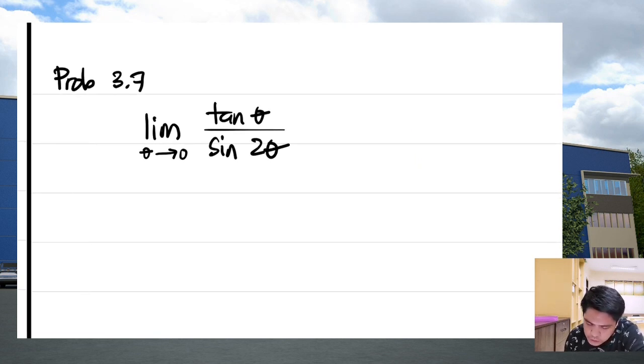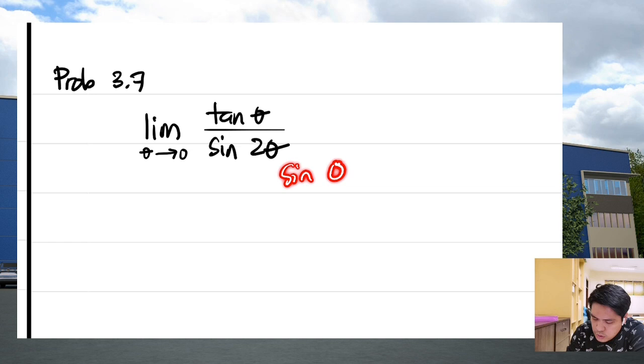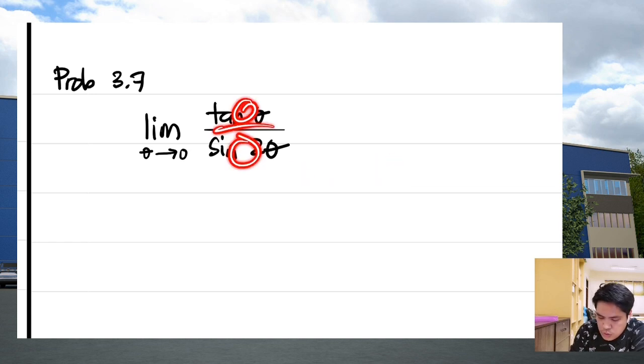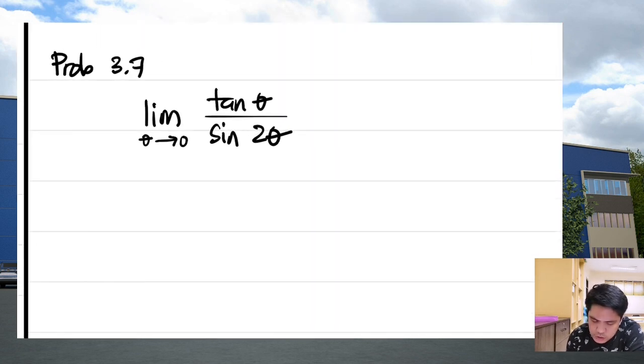Okay, let's try another problem, number 3.7. So we have the limit of tangent theta over sine 2 theta as theta approaches 0. So if you recall, tangent 0 is 0 and sine 0 is also 0. So this is 0 over 0 kung directly substitute natin siya. So in other words, the domain is angles except for 0, also 180. Di din pwede siya sa 180 and 360. That will give us an indeterminate answer. So how do you solve this?